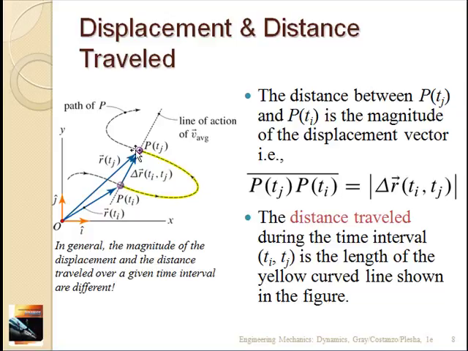Displacement is just the straight line. It's a change in position from one time to another. And the distance traveled takes into account how you got there, and it takes into account how far you actually traveled.